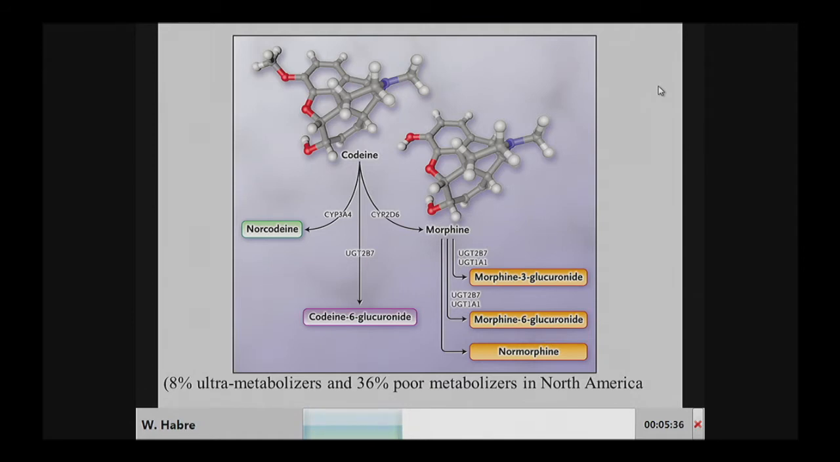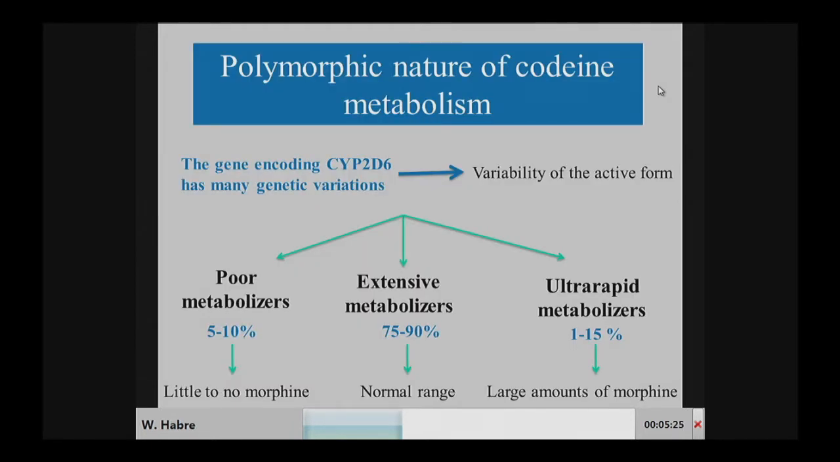The problem is that there is genetic variability in this cytochrome P450, with 8% ultra-metabolizers and 36% poor metabolizers. This is due to the polymorphic nature of codeine metabolism and tramadol metabolism. It's the same thing. With this gene encoding the cytochrome P450 2D6, either you are a poor metabolizer and have little or no morphine, or you are an ultra-rapid metabolizer and have a large amount of morphine, and this will lead to toxicity.